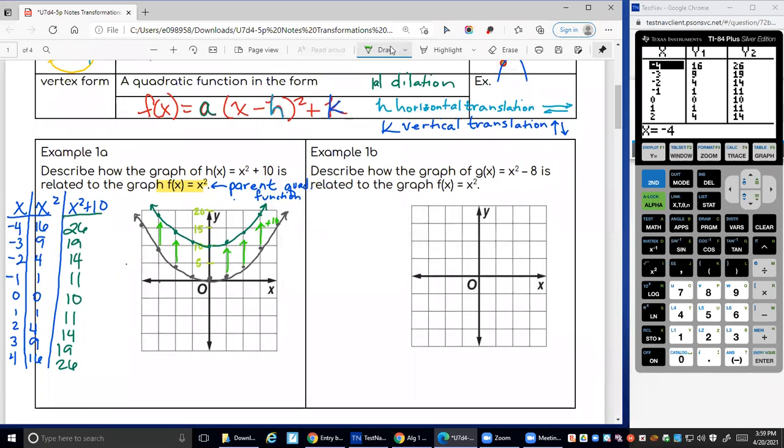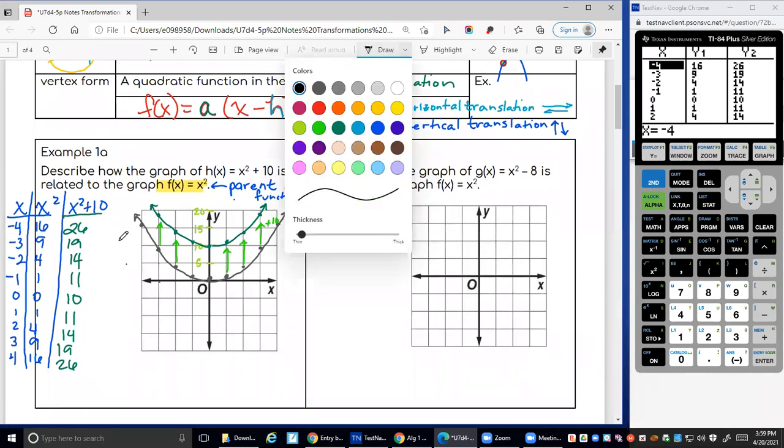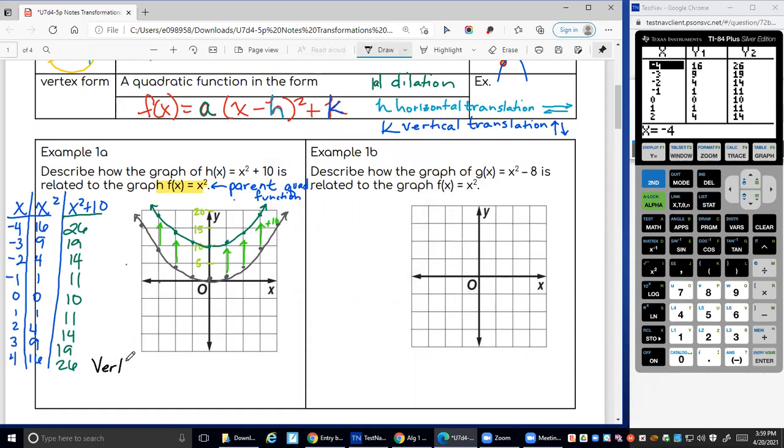All right. So let's talk about why that makes sense. I'm going to write the formal way we say this because it says describe the graph and how it's related. So essentially there is a vertical translation, or vertically translated. Let me think about how I want to say this. Translation up by 10 units.